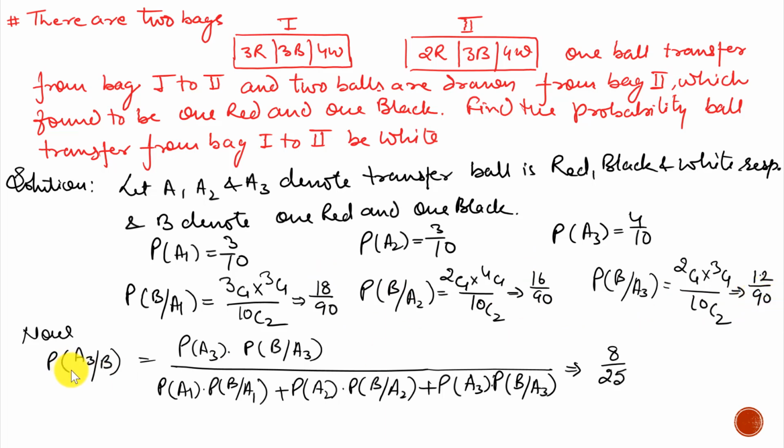Now we want to find out the probability of a white ball transferred from bag first to second when we have already drawn 1 red and 1 black. So we want to find the probability of A3 by B, which equals probability of A3 into B by A3, the whole divided by probability of A1 into B by A1 plus probability of A2 into B by A2 plus probability of A3 into probability of B by A3, and after calculation we get the answer 8 by 25.